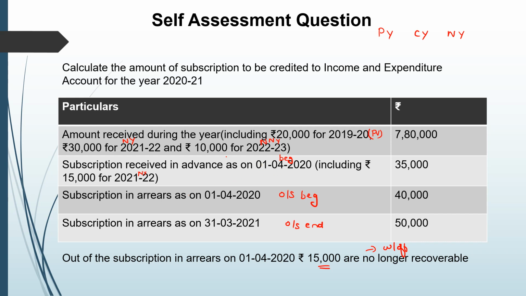Now, you find that in this particular adjustment, the amount received during the year, they have given that this 20,000 was related to the previous year. But this 30,000 is related to next year and 10,000 related to next to next year. Which means during the current year, we have received 30,000 for the next year and 10,000 for the next to next year now only. So this is a part of subscription received in advance. And when you look at the subscription received in advance at the beginning of the year, 35,000 includes 15,000 related to the next year, which is received now. So there are three amounts that you have to include.